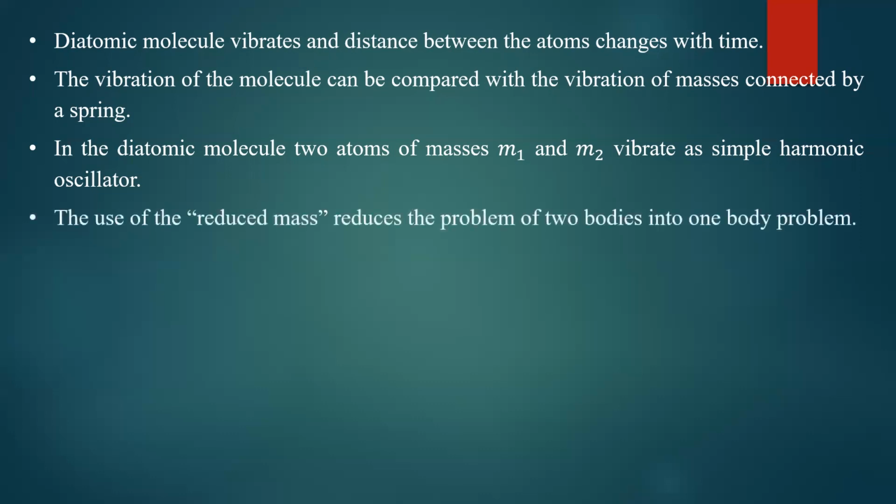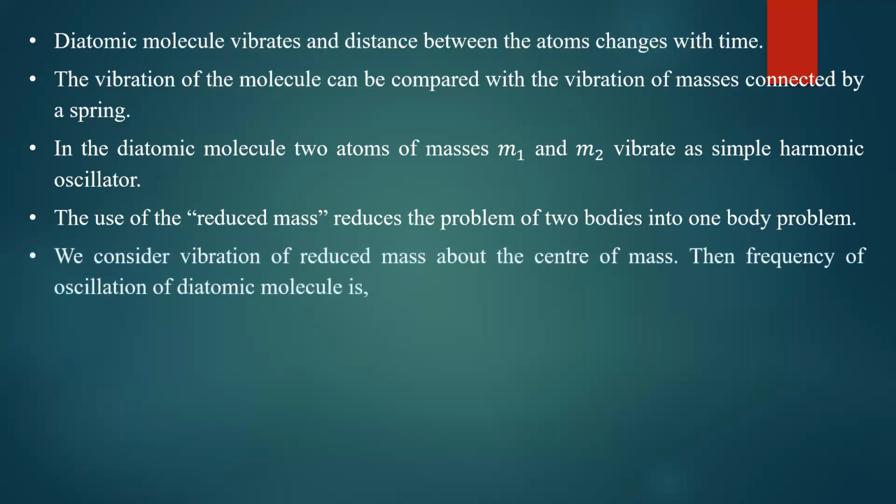The concept of reduced mass is used, which reduces the two-body problem into a one-body problem. In the discussion of the rotational motion of the molecule, we have discussed the reduced mass. Basically, reduced mass is the effective mass of the system. It is given by M1 M2 divided by M1 plus M2, where M1 and M2 are the masses of the two bodies. So the effective mass is called the reduced mass, and it changes the problem of two bodies into a one-body problem.